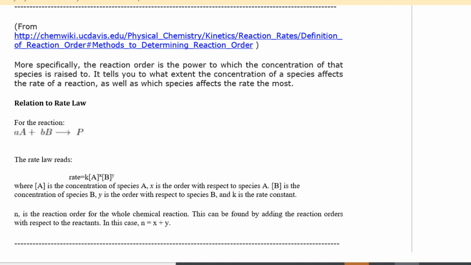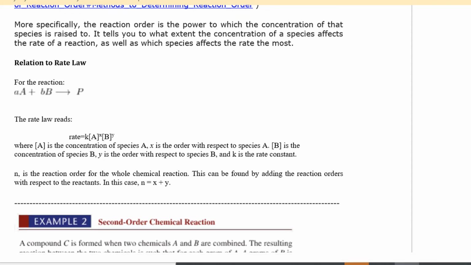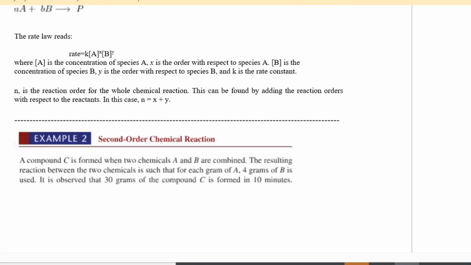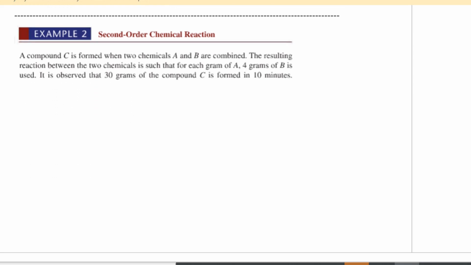We're not going to be worrying about reaction order, but this is just how the rate of a reaction tells you to what extent the concentration of a species or one of the elements affects the rate of the reaction, as well as which species or element, or compound, affects the rate the most. We're not going to worry about that though.